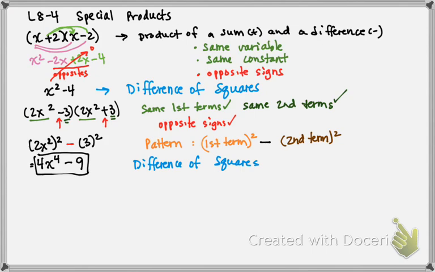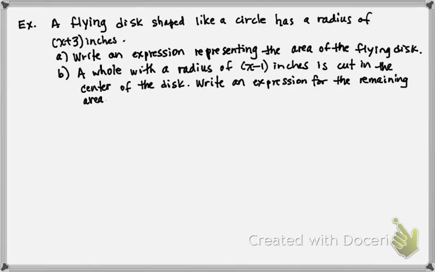So we're going to do one problem here, and I'm going to do it on the next screen because it's a word problem. So I'm going to go ahead and do it offline and then come back. Okay, so a flying disc shaped like a circle has a radius of x plus 3 inches, aka Frisbee. Write an expression representing the area of the flying disc, be a hole, that's not spelled correctly.